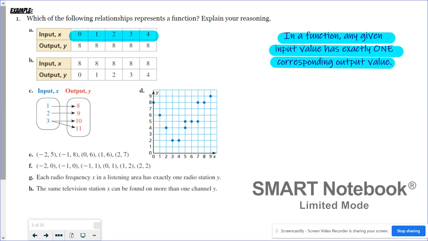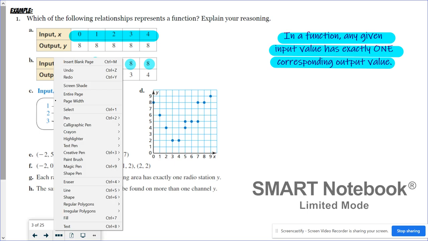If you look at B, notice that the input of 8 is repeated. And because it's repeated, I'm thinking, oh, this is not a function. I'm just going to verify by looking at the output values. We have an input of 8 with an output of 0, and an input of 8 with an output of 1. So right away, 2 different outputs for the same input. So that one is definitely not a function.